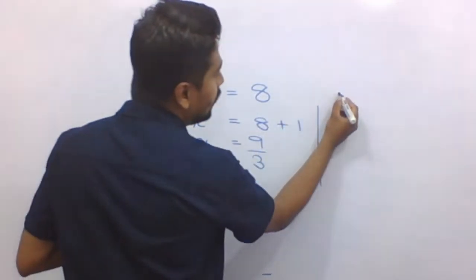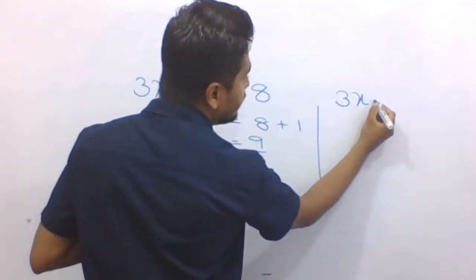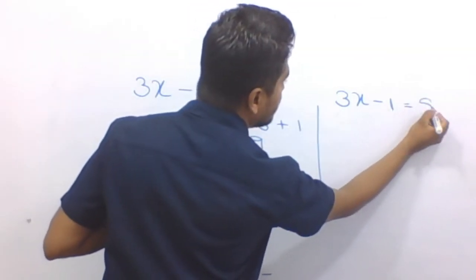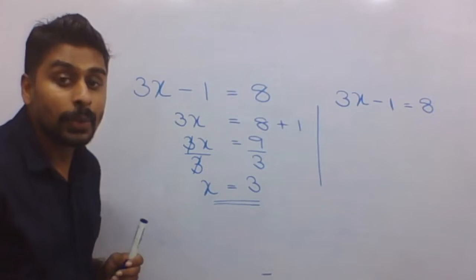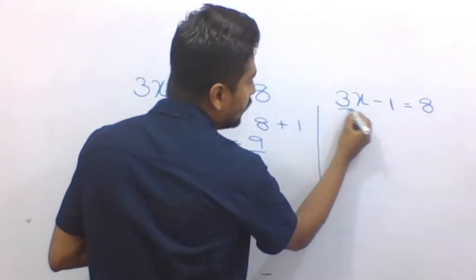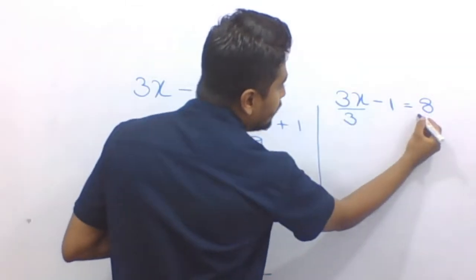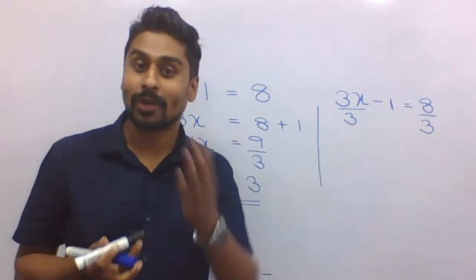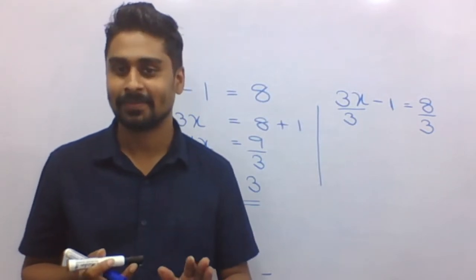Look at this one. 3x minus 1 equals 8. No. This is the question. What will they do? They try to remove 3. To remove 3, they will divide this one by 3 and this one by 3. Is it correct? If it is not correct, what is the mistake?